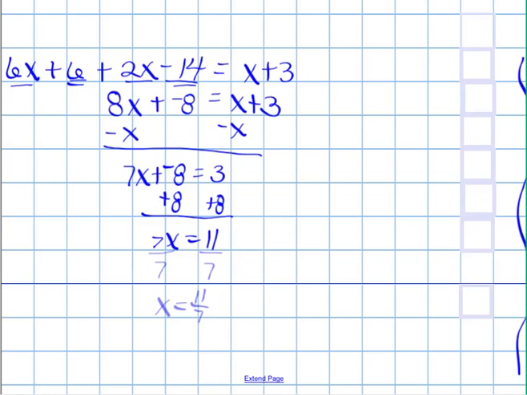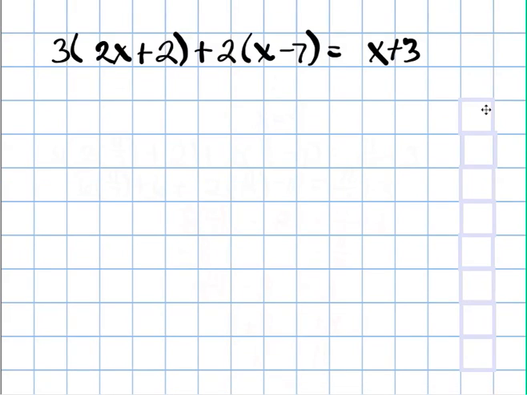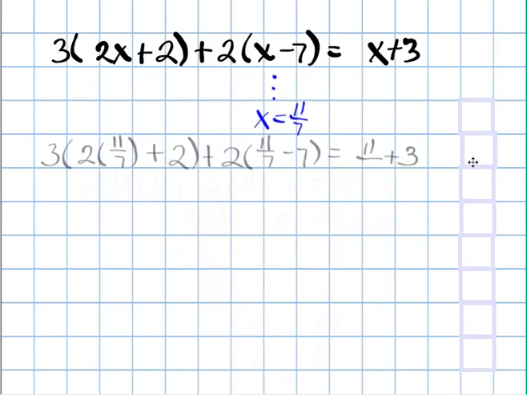Now I'm going to change screens here because the check is going to take an equal amount of space. When I do all that work, remember x equaled 11 sevenths, I'm going to substitute carefully back into the original equation. And it's really important that you go back to the original because you may have made a mistake with the distributive property or collecting terms somewhere along the way. So we want to make sure that we simplify very carefully.